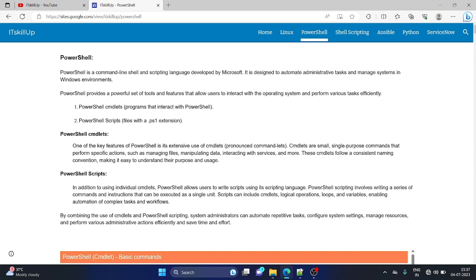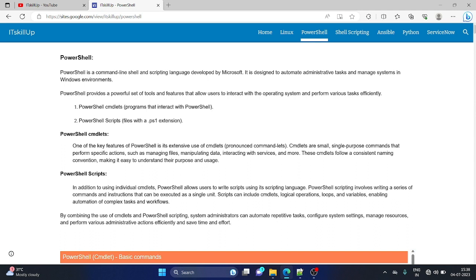In addition to using individual commandlets, PowerShell allows users to write scripts using its scripting language. PowerShell scripting involves writing a series of commands and instructions that can be executed as a single unit. Scripts can include commandlets, logic operations, loops, and variables, enabling automation of complex tasks and workflows.